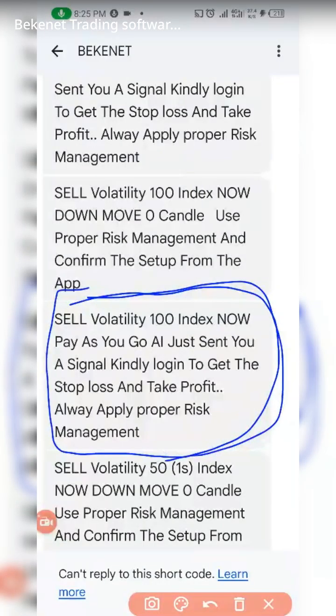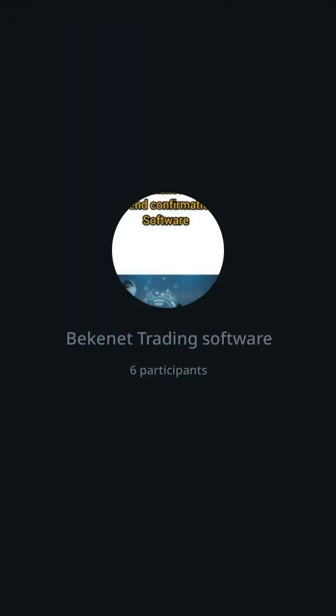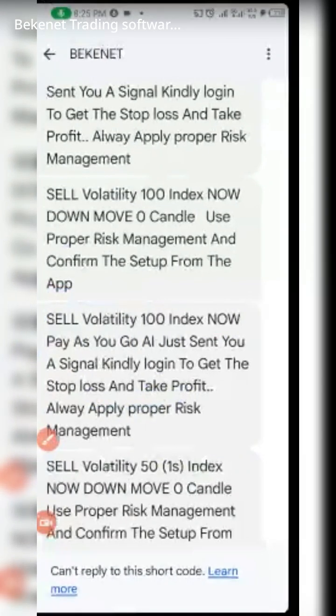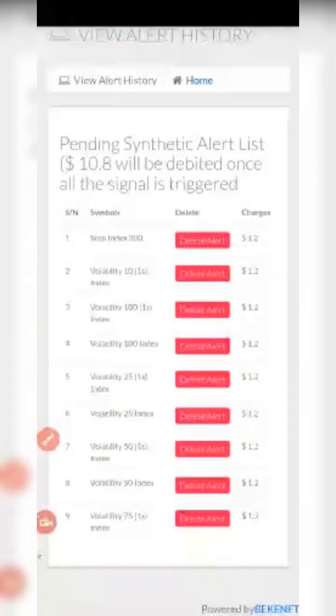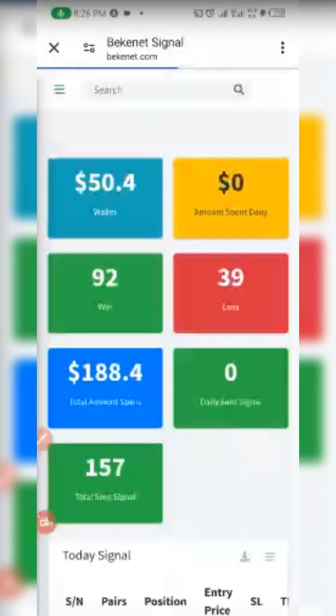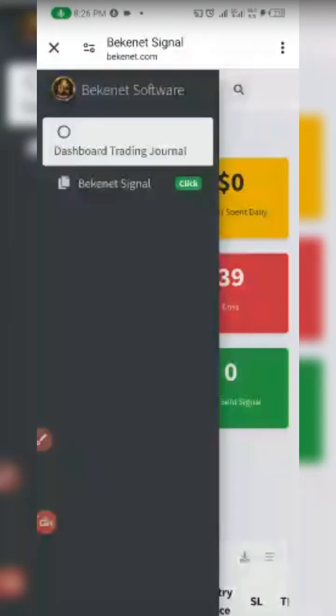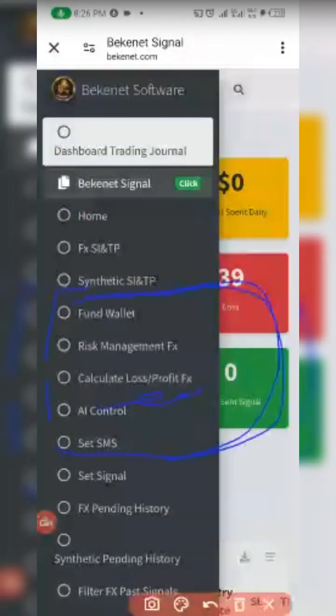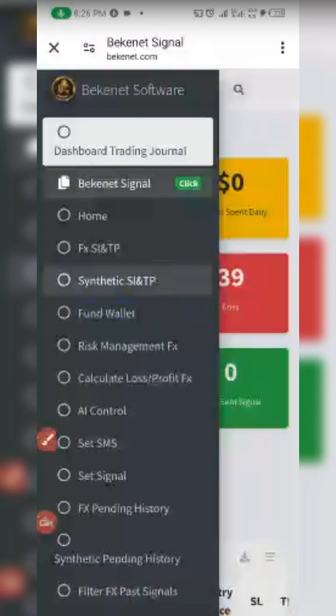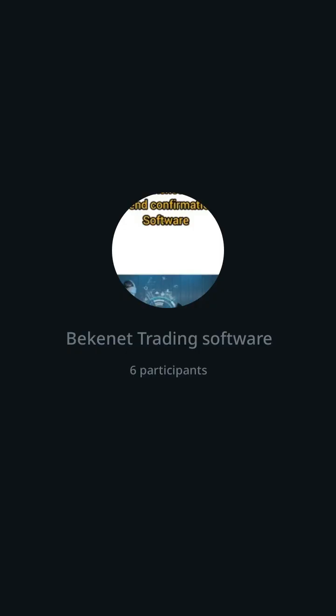Sell Volatility 100. Now pay as you go AI just sent you an SMS. It tells you to log in to your app to get your stop loss and take profit. So once you log in, this is where you go to. I'll click home now. This is where you go to. I'll click here. Click here. This is where I'm going to get my stop loss and take profit. SL and TP. That is the only thing you need to do about pay as you go. So once I click this, I'll scroll down. I'll be able to see this. You understand?